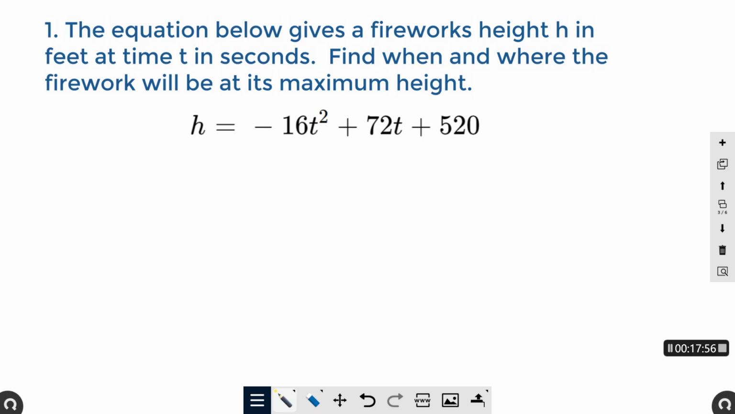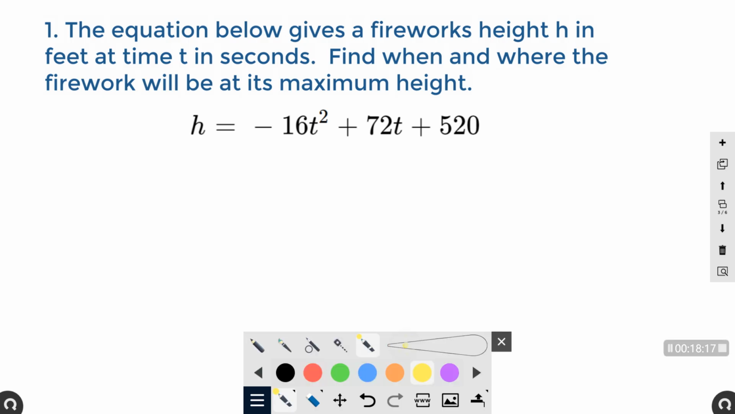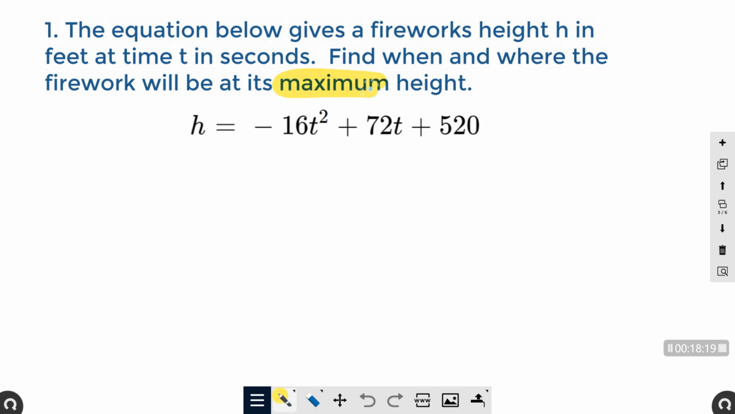All right, we got a couple of word problems that we're going to discuss and have that yellow sheet out because we're going to write some key things on our yellow sheet. So the equation below gives a fireworks height h in feet at time t in seconds. Find when and where the firework will reach its max height. Now, when you see this key word right here, what should you think about?